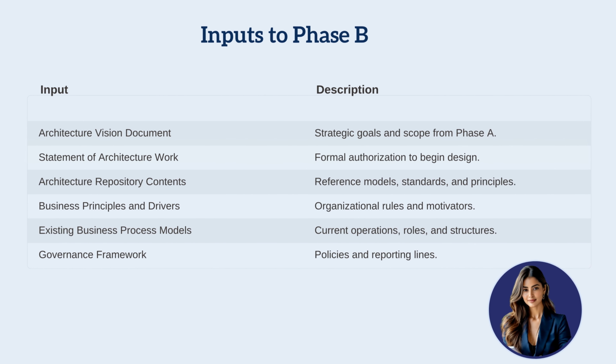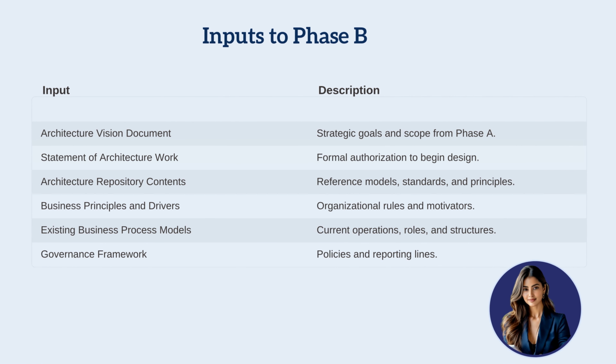Inputs to Phase B. Key inputs to Phase B include the architecture vision document and statement of architecture work from Phase A, business principles and drivers that shape direction, existing process models and organizational charts, the architecture repository containing standards and templates, and relevant governance frameworks. These inputs ensure that Phase B builds upon a solid strategic and operational foundation.